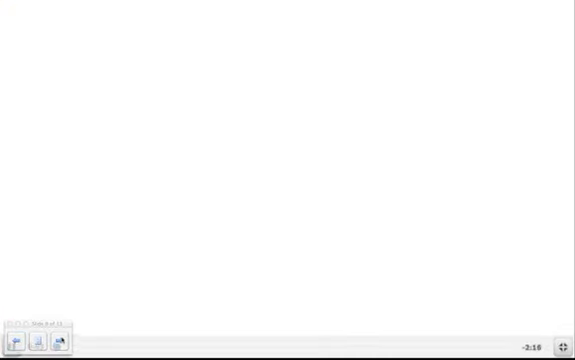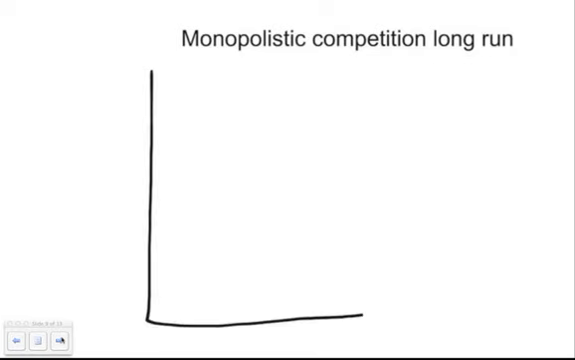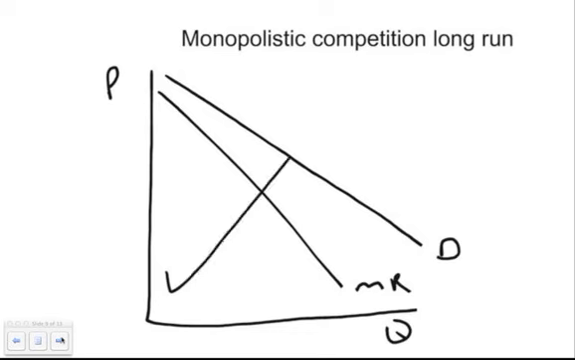Probably the most important is drawing monopolistic competition in the long run. And so I just need to draw the one graph again. So I have my price, I have my quantity, I have a somewhat flat demand curve, I have a downward sloping marginal revenue curve, I have a marginal cost curve, I find the output, so MR equals MC, draw a line down, find the price, and I go up here.